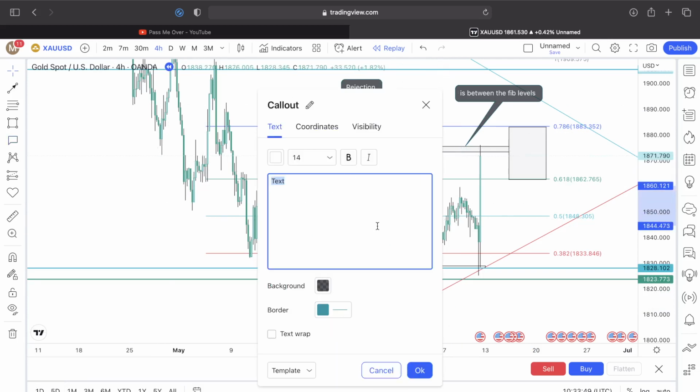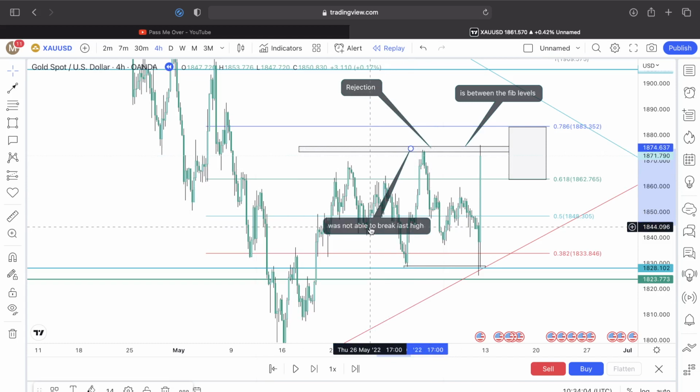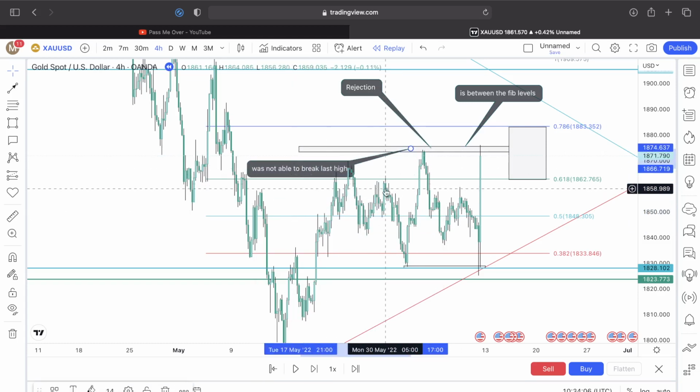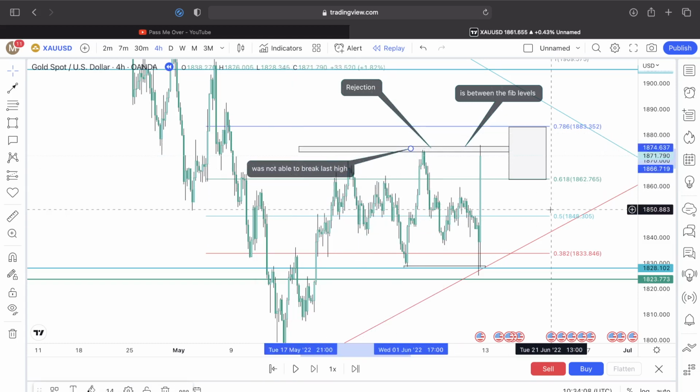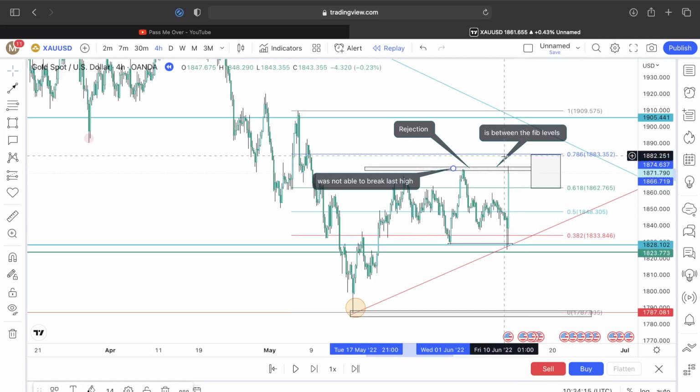Okay, it was not able to break the last high. Okay, here it was not able to break the last high. Then what else do we see as a confluence? Okay, we have the rejection here. Okay, it has rejected there. Boom, boom, boom. It was not able to break the last high.